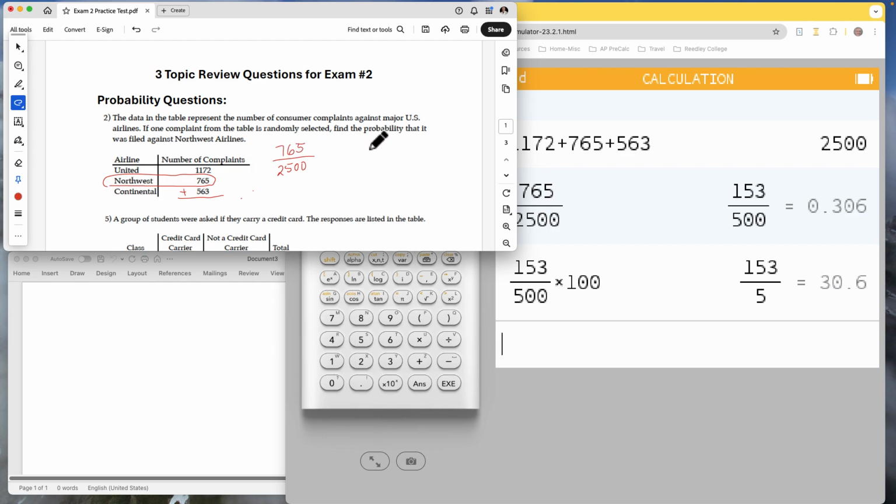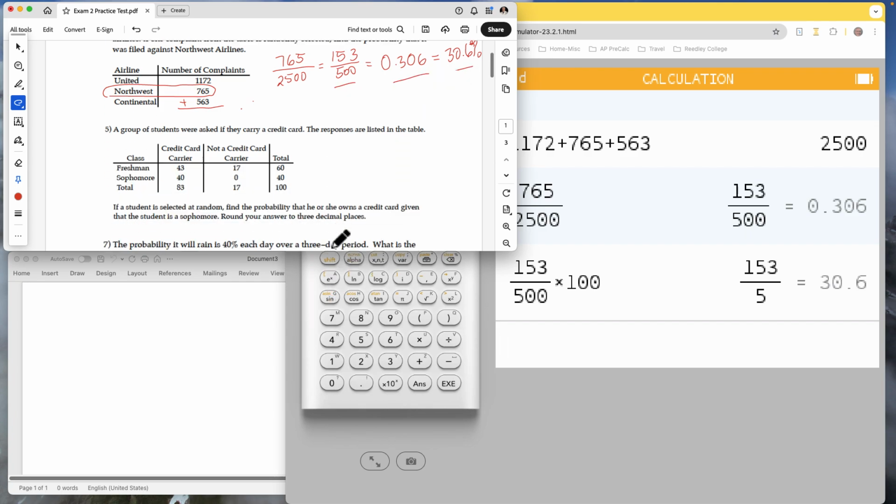Notice all it asked for was find the probability. It didn't tell us whether we need to list it as a fraction, this is a reduced fraction, or a decimal, or a percentage. So those are all valid ways to write the probability. All three are correct answers.